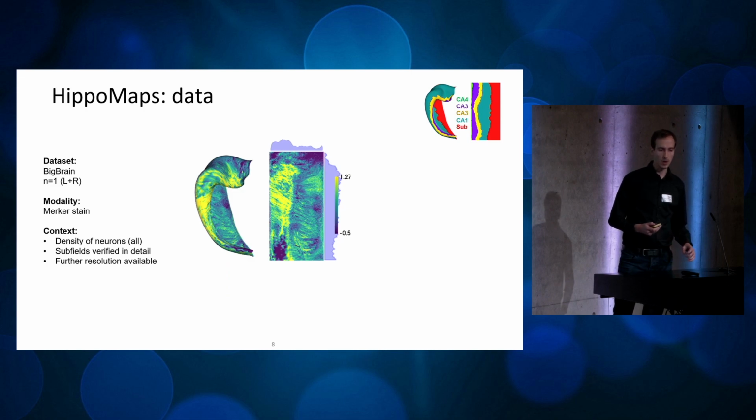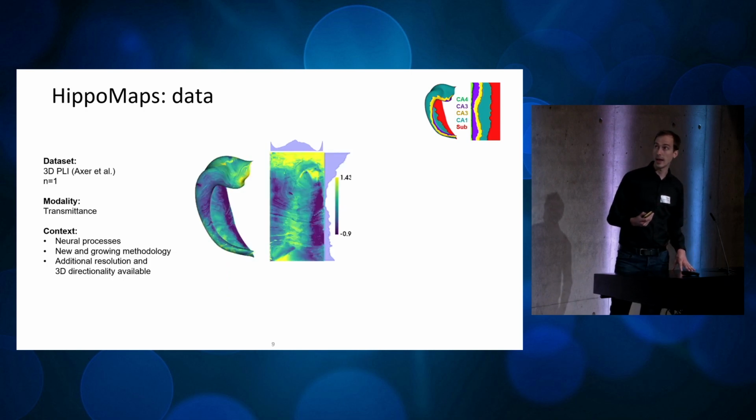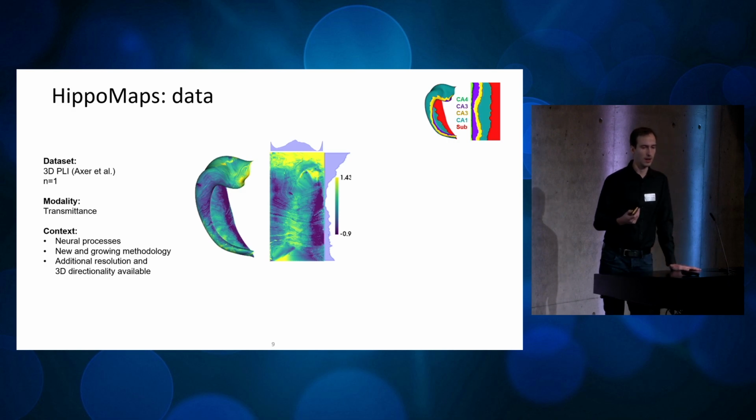This was back to BigBrain, and I'll just swap out the data now. So same format here, but this is now the transmittance from a methodology called polarized light imaging that Marcus Axer and group are working with. So this is very cool because we can now map out things like neural processes within the hippocampal tissue, or within the gray matter of the hippocampus, I should say.